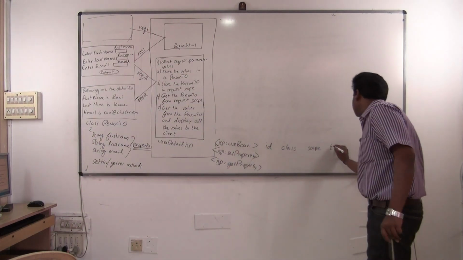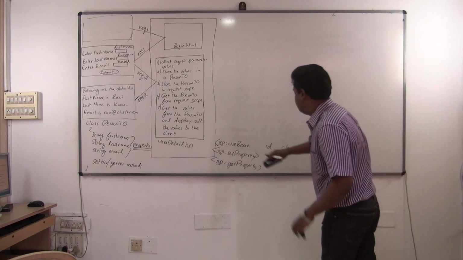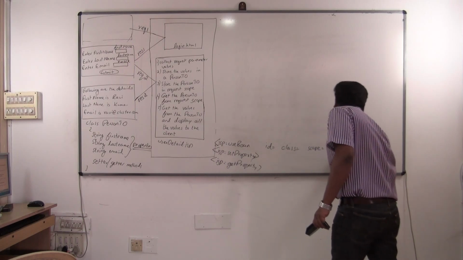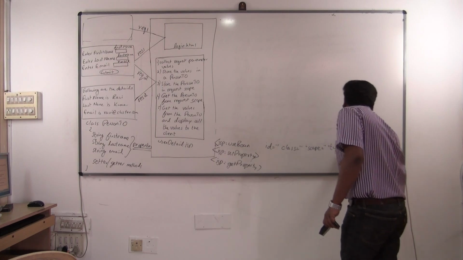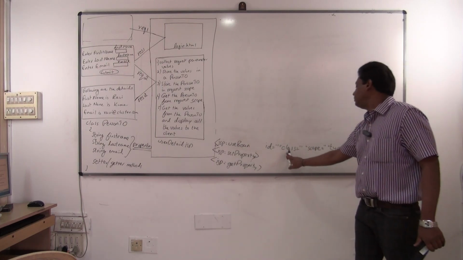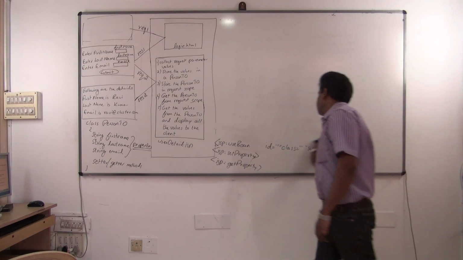And type. These are the attributes now, remember, of which one? This tag. In the useBean tag, these are the different attributes. So you have to give the value here. Are you clear? ID is an attribute, class is an attribute, scope is an attribute, type is an attribute.